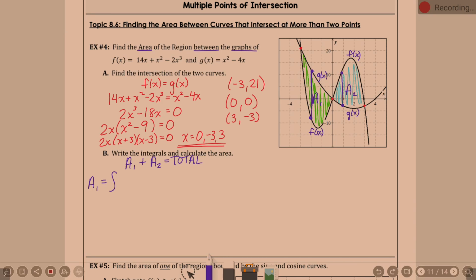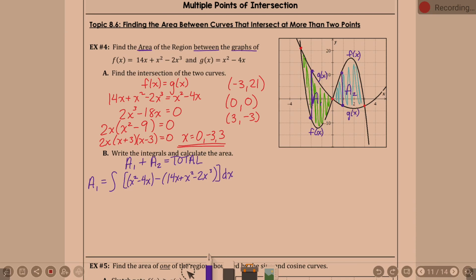I realize that. Okay, so in order to do area 1, g of x minus f of x. So g of x is x squared minus 4x. That's your upper. Minus f of x, which is 14x plus x squared minus 2x cubed dx. Okay?